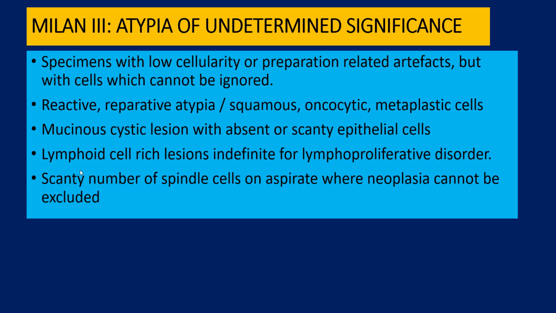You do not possibly have access to flow cytometry, and you need to put this again, some of the lesions where you feel that there might be a marginal zone lymphoma lurking down somewhere. We cannot rule it out: AUS. The last one, we really don't see that often. Once in a while, you just see some spindle cells. You think there could be a neoplasia, but you're not very sure, so that again is going to be AUS.